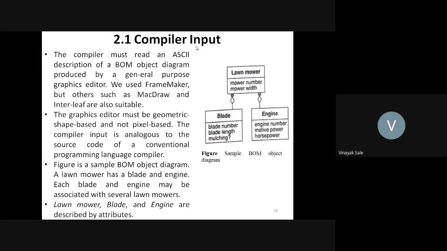So the compiler must read an ASCII description of a bill of material object diagram produced by a general purpose graphics editor. We use FrameMaker. The graphics editor must be geometric shaped, not pixel based. The compiler input is analogous to the source code of a conventional programming compiler. In the last slide we saw the same figure, the sample object diagram of bill of material.